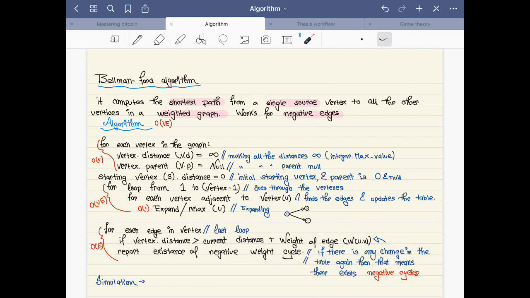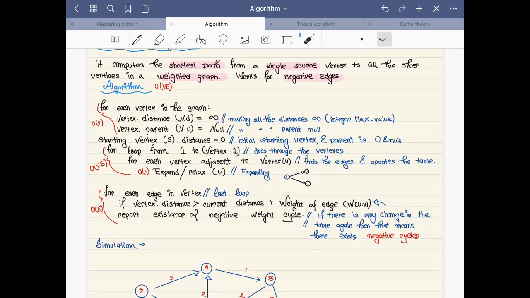This algorithm is responsible for finding the shortest path from a single source vertex to all the other vertices in a weighted graph. This is similar to Prim's and Kruskal's, the algorithms that we did in the previous videos, but in this case, Bellman-Ford can work with negative edges. We'll look into that as we go on in the video.